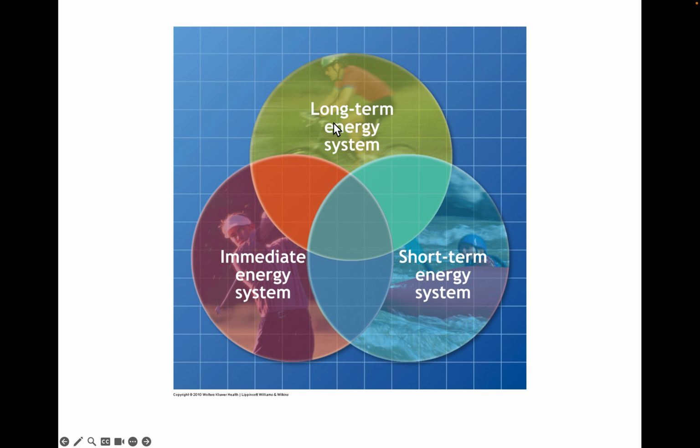Now, all three energy systems are always active at all times, no matter what activity you are performing. However, which one is the main source of energy depends on the duration and the intensity of the activity. But no matter how long our exercise bout is, and no matter how intense it is, all three energy systems are used by the body to fuel movement.